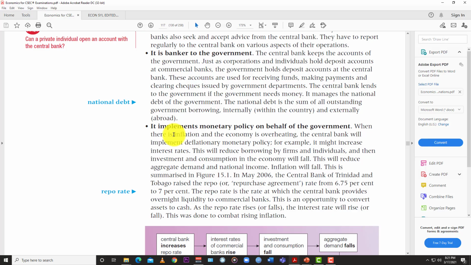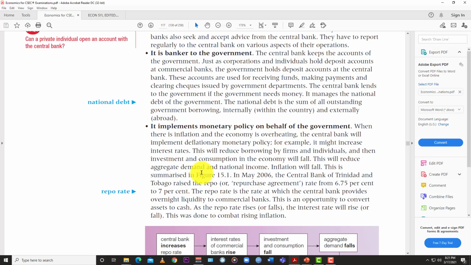We don't want that, because as I said, the economy will begin to overheat. That would cause people to lose jobs, production to go down, demand to go down, a spiraling effect that is negative on an economy. So the central bank will implement deflationary monetary policy. For example, it might increase interest rates. I'm going to read this out, but we're going to go more in depth with it when we look at them individually. So for now, we're going to say it implements monetary policy on behalf of the government.